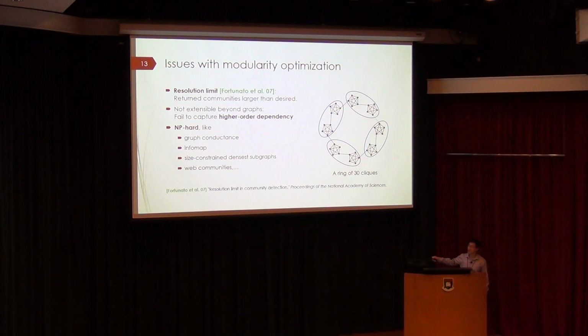For example, the spectral clustering algorithm that makes use of graph conductance, Infomap that uses the map equation, and then size constraint, densest subgraph problem, and also the web communities. All of these are NP-hard problems, right at the formulation. So making things very difficult to analyze. So when things go wrong, it is hard to know why it goes wrong, and it's hard to find a fix. Okay.